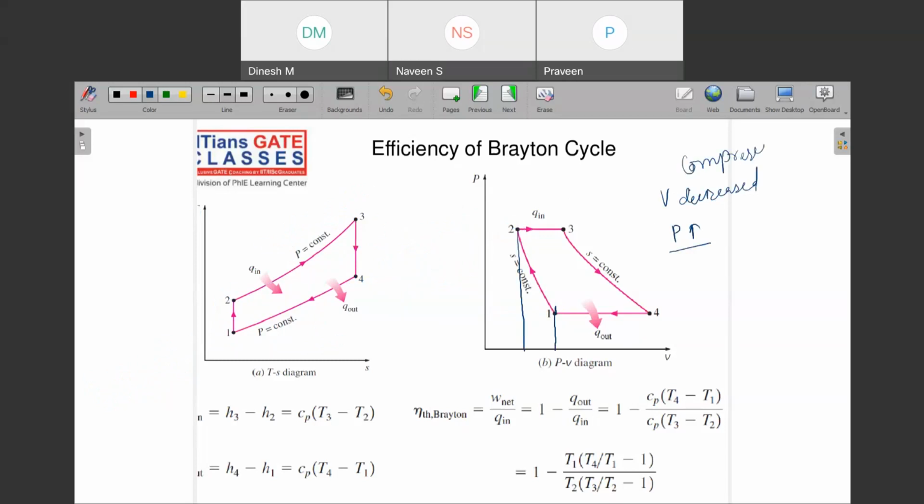So how can we draw this PV cycle? In the compressor, we know that from point 1 the pressure will increase and volume will decrease. Then 2 to 3 we have seen that this is constant pressure heat addition, and then 3 to 4 this is isentropic expansion. I told you that in the expansion part pressure decreases. Can you see that the pressure has decreased from 3 to 4? And then I told you that the volume will increase in the expansion part.